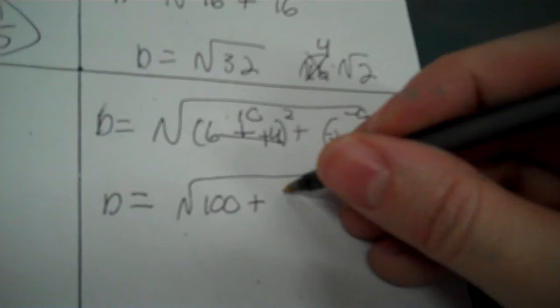10 times itself is 100. Negative 9 times itself is 81. Again, those are always positive. So we have the square root of 181.